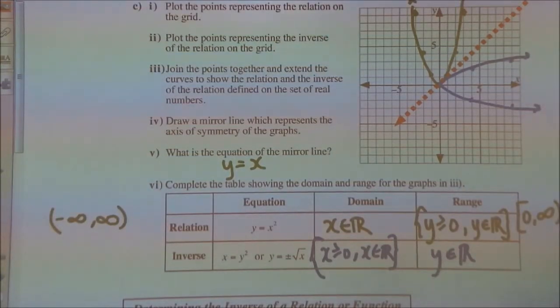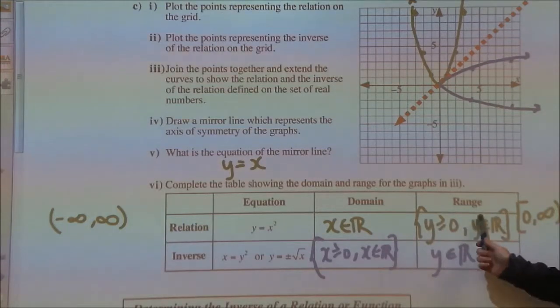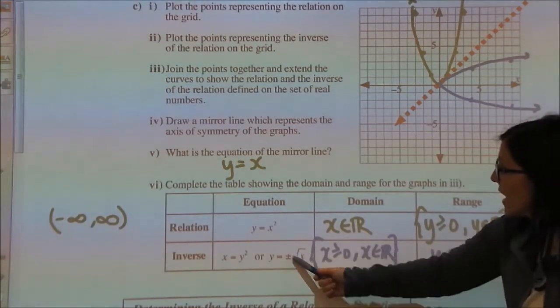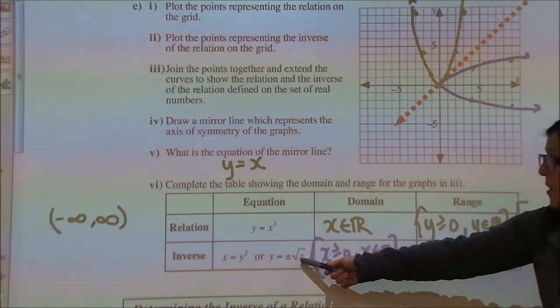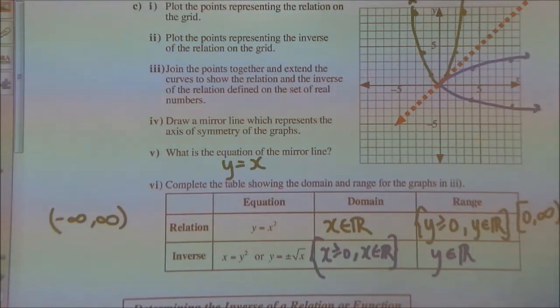This is following our pattern. Domain becomes the range. Range becomes the domain. And if I look in terms of my graph, x has to be a number bigger than 0 because I can't take the square root of a negative number.